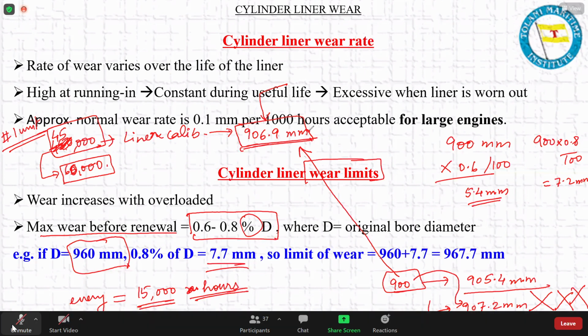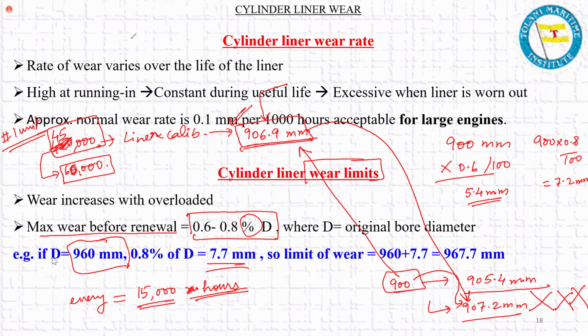Yes or no? No, sir. No. Why no? And if somebody is saying yes, why yes? Sir, after 15,000 hours, if we take the average wear rate as 0.1 mm per thousand hours, then it will be 1.5 mm. Okay. 0.1 mm per 1,000 hours multiplied by 15,000 hours, right? The 1,000 cancels and it is coming to 1.5 mm. 1.5 mm added to 906.9, we are coming to 908.4, and we are far exceeding our highest limit of 907.2 mm.